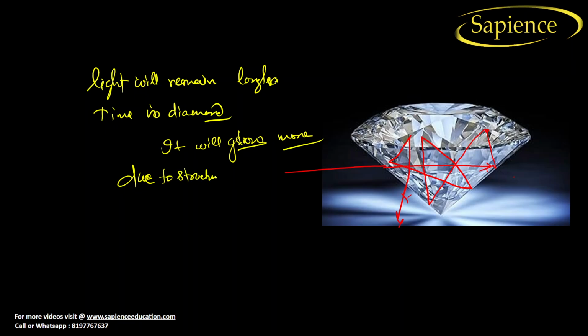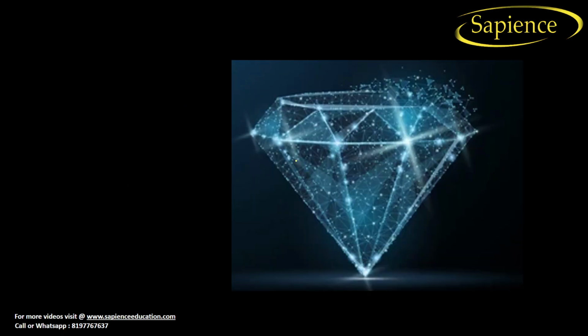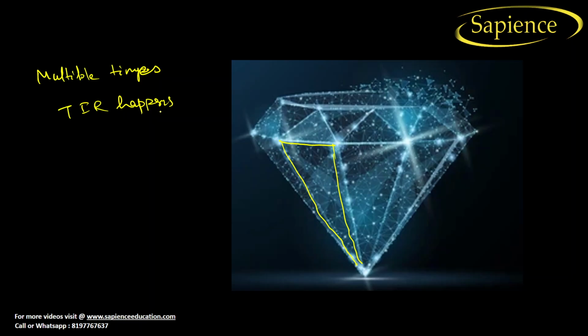So the first thing is that total internal reflection happens multiple times due to its structure. When you observe its structure, see here, it has been cut at a certain angle. Due to the angle, what happened? Lots of multiple total internal reflections happen. First of all, you have to understand this.